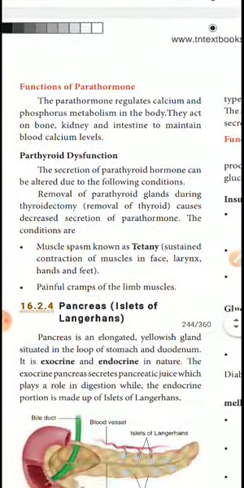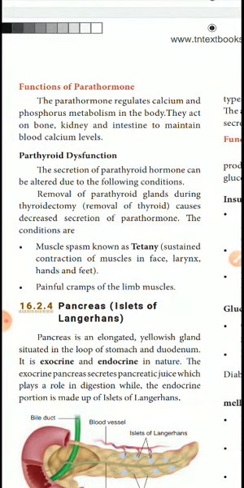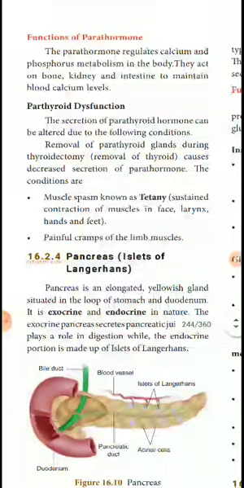What is the function of parahormone? The function is to regulate the calcium and phosphorus of our body. Okay, what is the dysfunction of the parathyroid? It is known as tetany: muscle spasms and painful cramps in the limb muscles. During contraction and relaxation this will happen. It is caused by decreased secretion of the hormone.